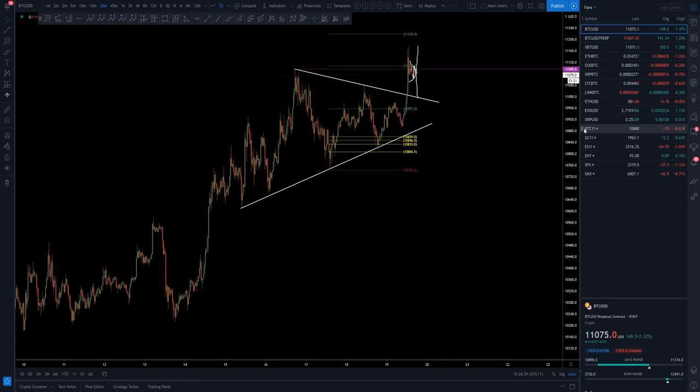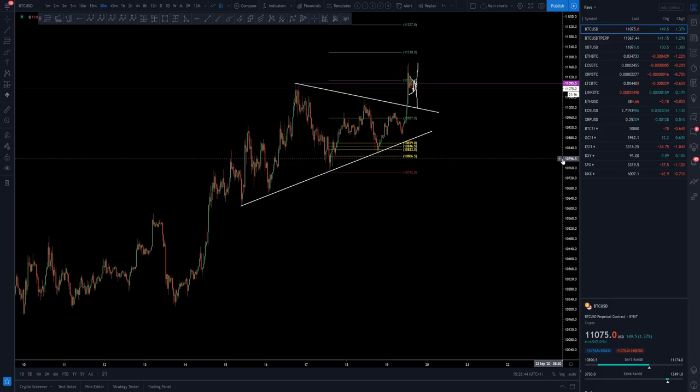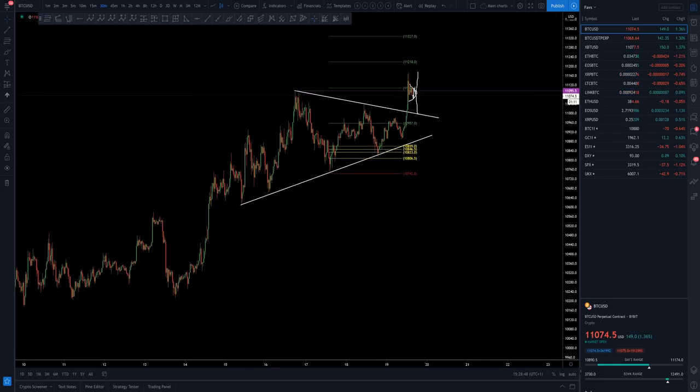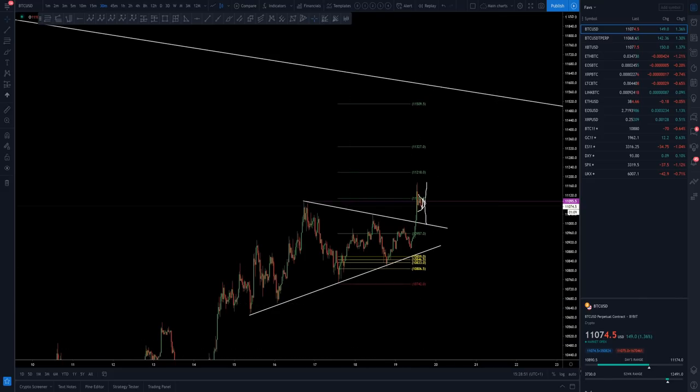But for you guys and girls that love to trade on the weekends, hopefully this analysis has helped you, with some levels to be aware of and what to look for. That's what I'd be looking for if I wanted to stay around and trade this. But I'm going to be heading out.